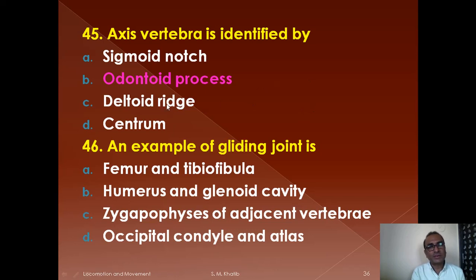Then the deltoid ridge is seen in the humerus bone, right? And the sigmoid notch you have seen now in the sternum. Then question number 46. An example of a gliding joint is: A, femur and tibiofibula; B, humerus and the glenoid cavity; C, zygapophysis of adjacent vertebrae; D, occipital condyle and atlas. Femur and tibiofibula make up the hinge joint.